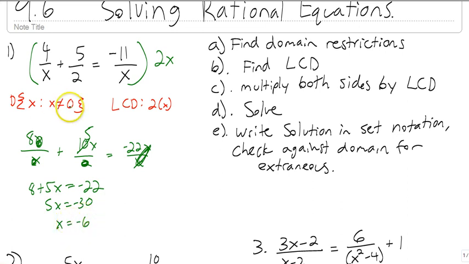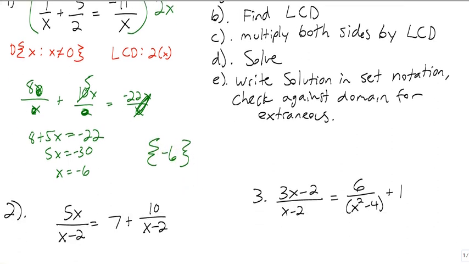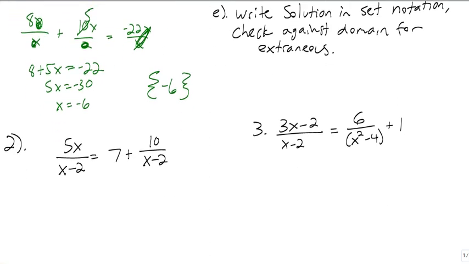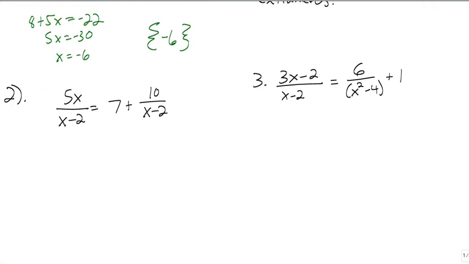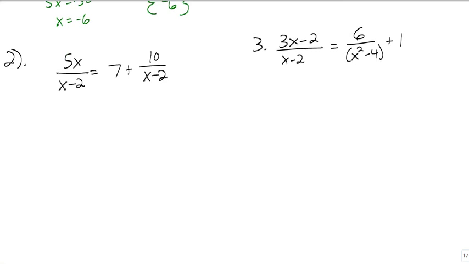Look at our domain. Can it be negative 6? Yes, it can. The only thing x cannot be is 0 in this case. So my answer is x is negative 6, and it's in the bracket because it is in the domain. And that's all. That's all you do. So key, again, find the domain, find the LCD to multiply it by, and then simplify and solve.